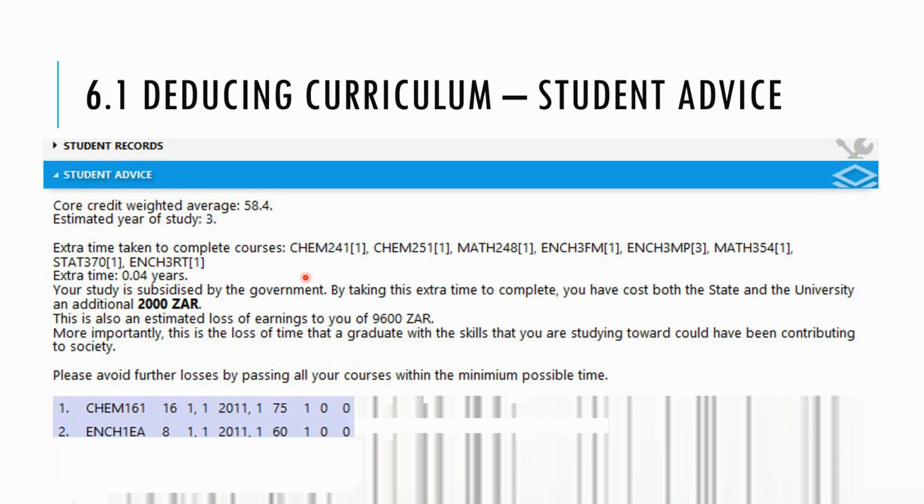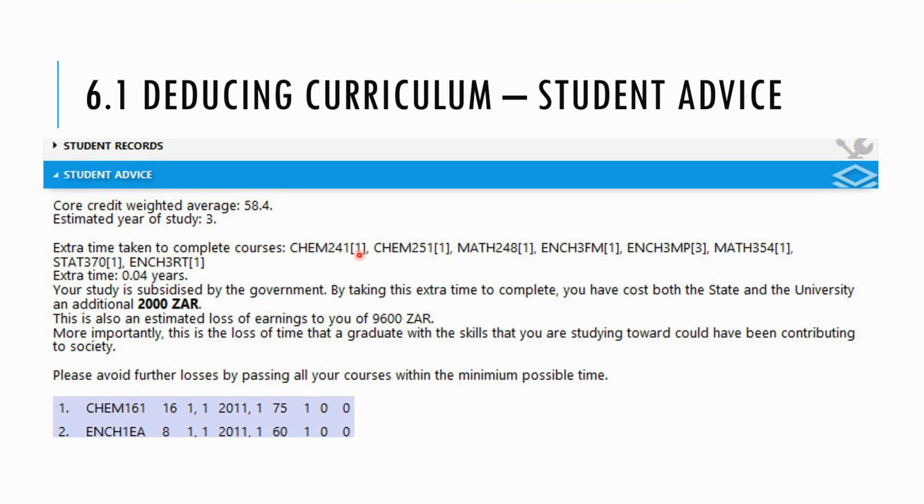You can also give more sophisticated advice, so you can data mine that information and determine how much extra time the student has taken to complete. So the system can say quite judgmental things to the student. So for instance, your study is subsidized by the government. By taking this extra time to complete, you've cost the state and the university an extra so many rand. That's the South African currency. So that's also an estimated loss of earnings to you of this amount, and so on.